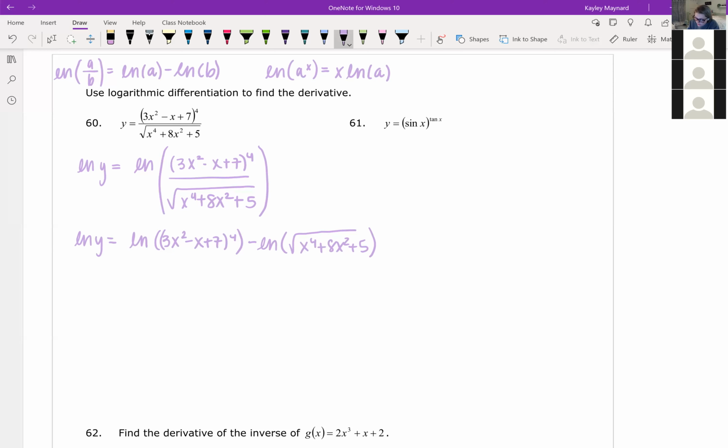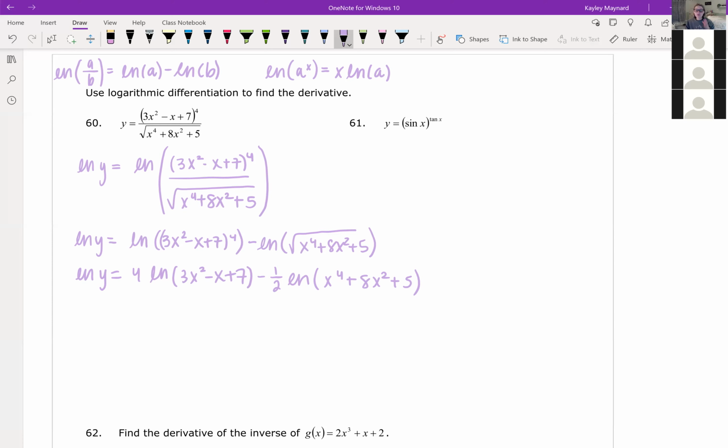So I'm going to bring it out front, and I get ln of y equals 4 times ln of 3x squared minus x plus 7. And then at first glance, you might not think that I can do it for the second one, but remember that a square root is just like raising it to a 1/2 power. So I'm going to do the same thing. And I get minus 1/2 ln of x to the fourth plus 8x squared plus 5. Okay, so this is a little simpler. It may not look much better, but it will be much easier to take the derivative of this.